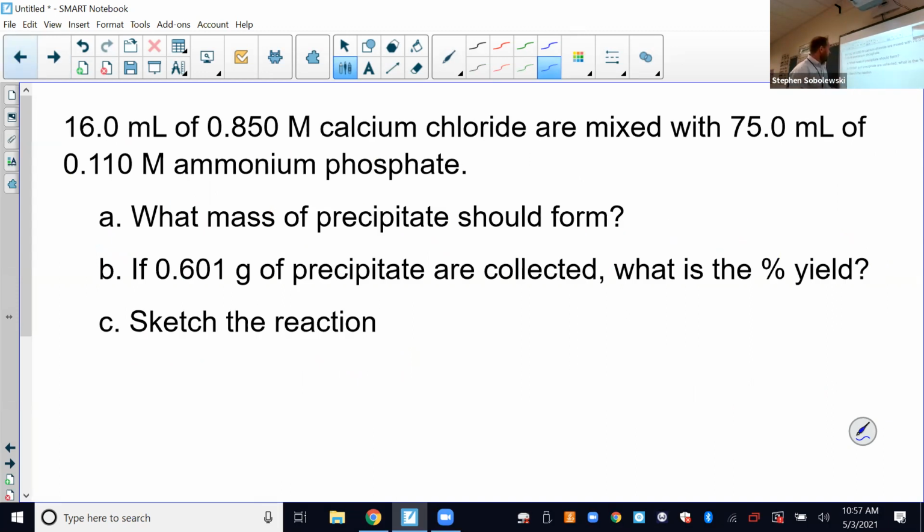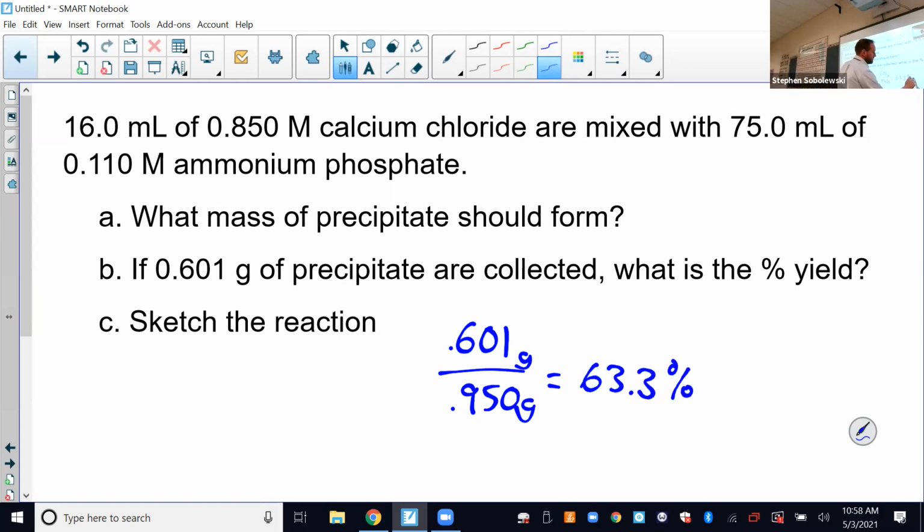All right, part B, if 0.601 grams are collected, what's the percent yield? It's how much you got in your experiment divided by how much you should have gotten, times 100%. 0.601 over 0.950 is 63.3%. That's part B. And finally, part C, sketch.